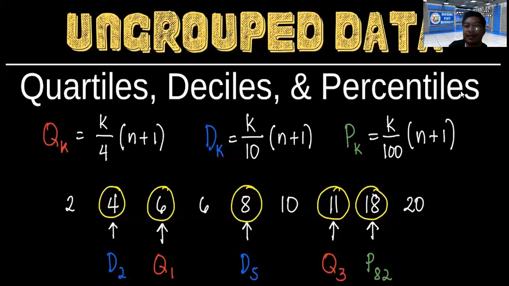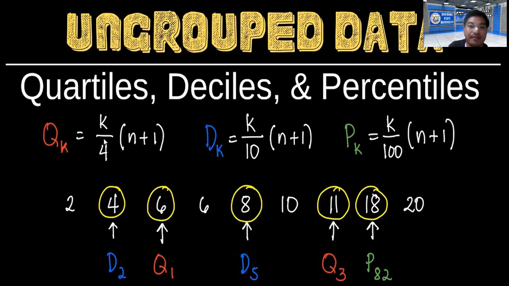So let's have here an example to make it clear. We have here the numbers 2, 4, 6, 6, 8, 10, 11, 18, and 20. To get the quartile, you can make use of this; to get the decile, this one; and the percentile, this one. So for example, you want to get the quartile 1, so Q1, your K is 1, so 1 over 4, and then the N is the total number of data that we have: 1, 2, 3, 4, 5, 6, 7, 8, 9. So 9 plus 1, that's 10. Times our K, we want to get quartile 1, so this is 1, so 10 times 1, 10 divided by 4, you will have 2 point something, no?